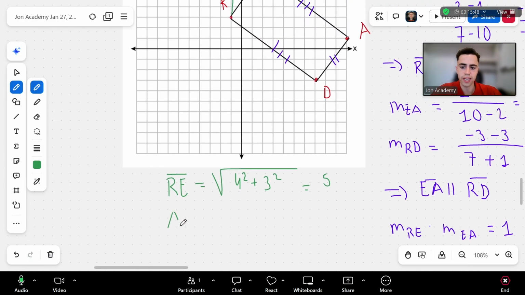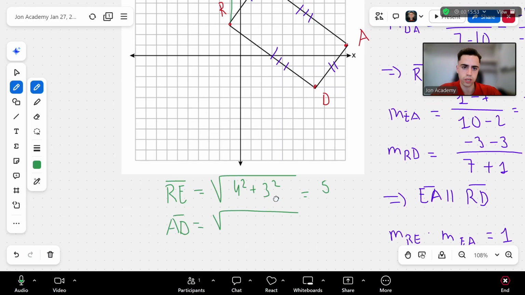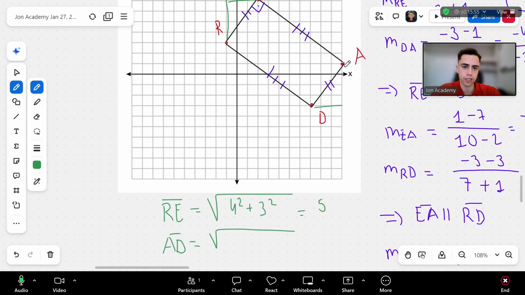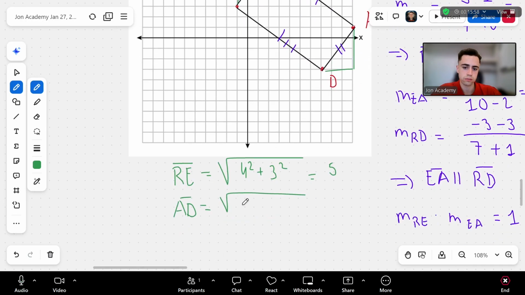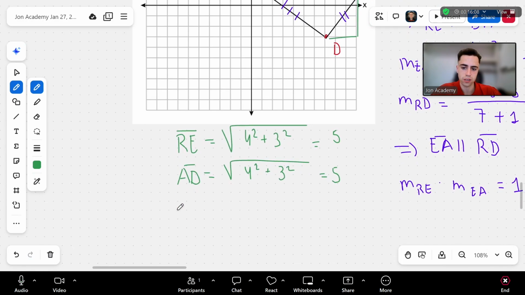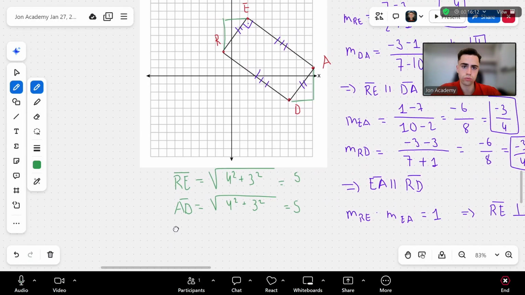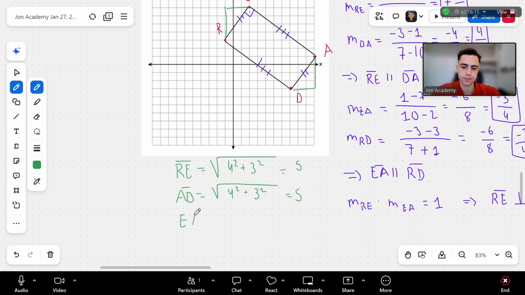RE, and now AD we can do also, should be also 5. We have to see that we have 3 and 4 again, no? So it's also gonna be 16 plus 9, no? Therefore we get 5 here. Both have the same length. And at the same time, we are gonna do EA, no? EA and RD, no? Both need to be the same distance also.